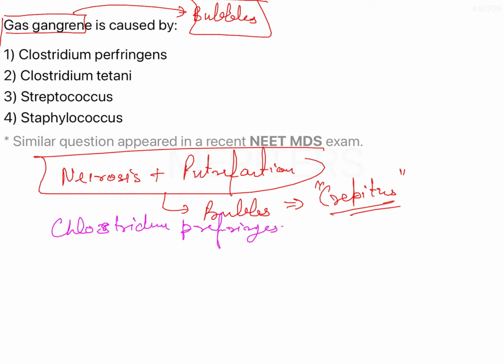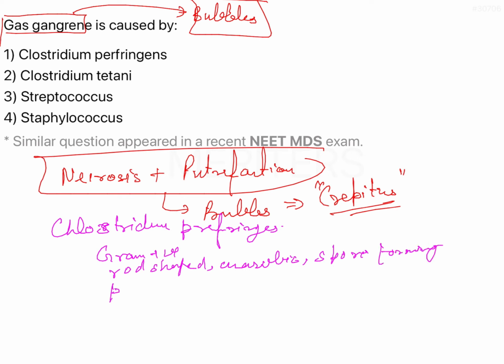Okay. Now, this Clostridium perfringens is actually gram positive, rod shaped, anaerobic, spore forming pathogenic bacteria. It is the pathogenic bacteria causing the gas gangrene, of course.